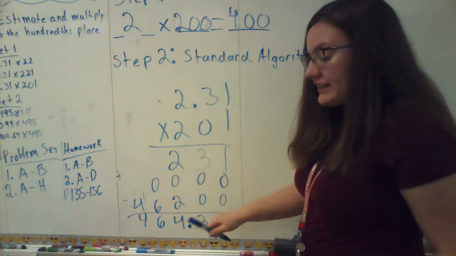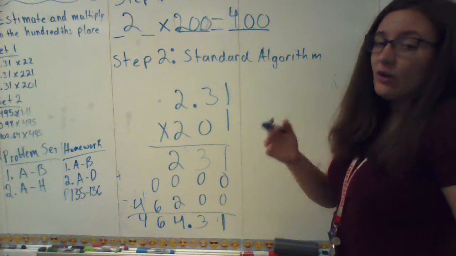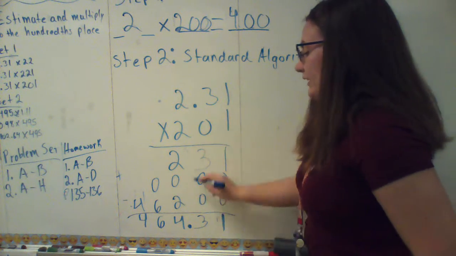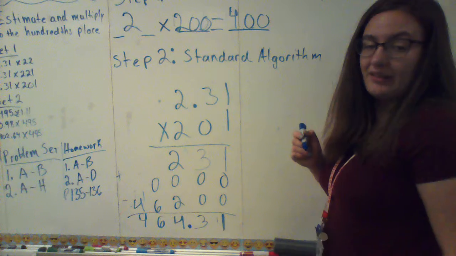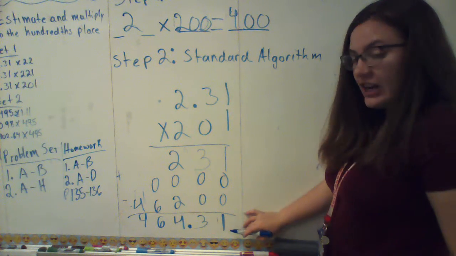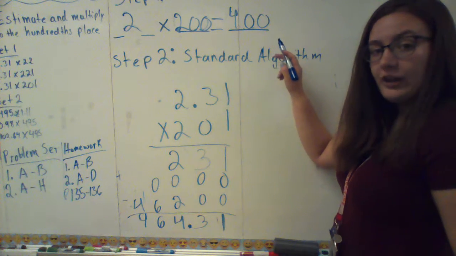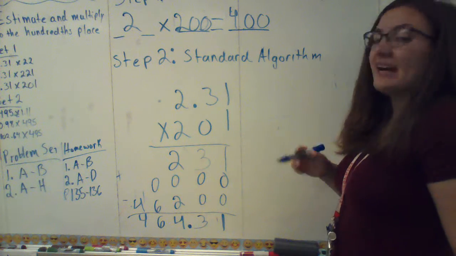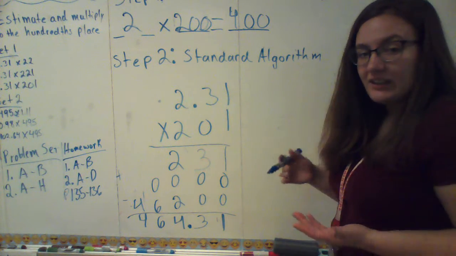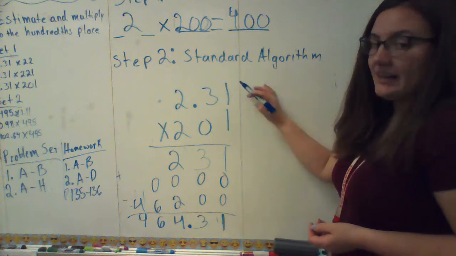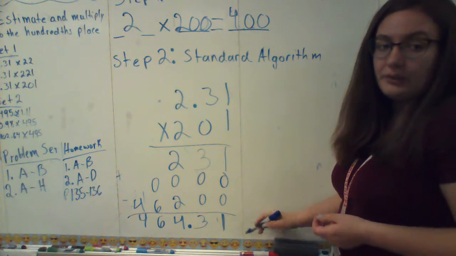Make sure that you have your decimals in your final answers, or it won't technically be correct, so please make sure you get that decimal down there. Again, I can check my answer because if I take a look at this, it is close to 400, and that would mean that my answer is reasonable, most likely is correct. So I have my answer right there and all of my work.